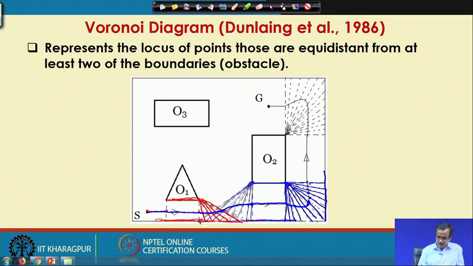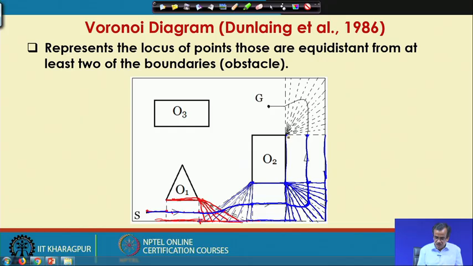So, from here there is a possibility that I will be getting this type of path. So, the point robot is here. From here to here, this is the boundary of the obstacle and this is the boundary of the field. Its midpoint, the locus of the midpoint, could be something like this. So, from here I will be able to reach this particular point.